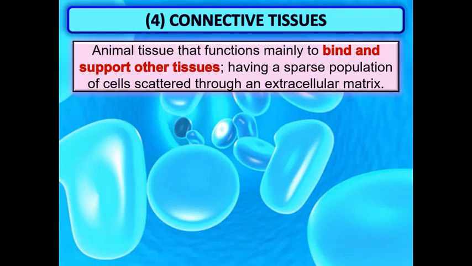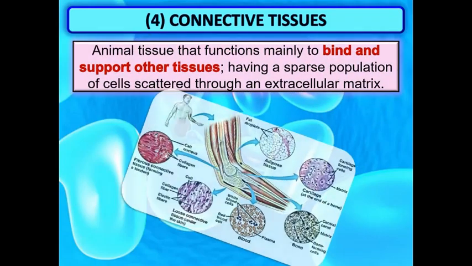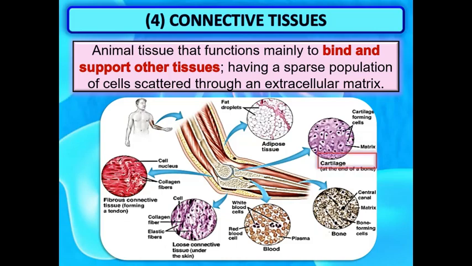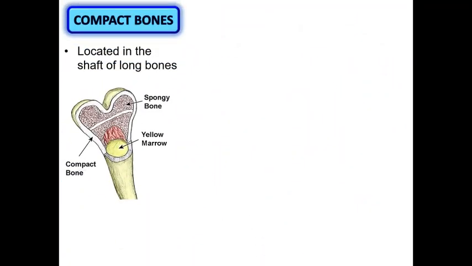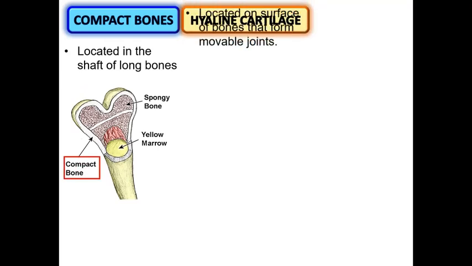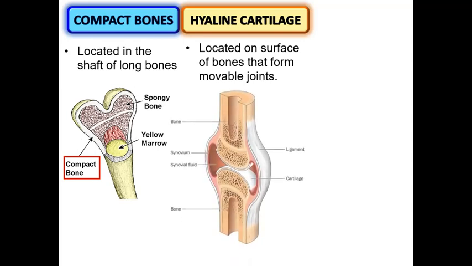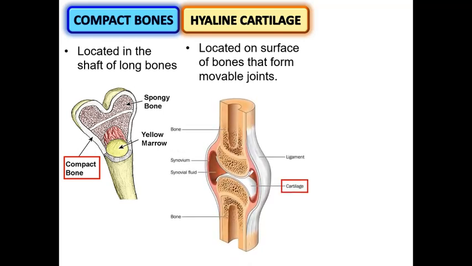Connective tissues can bind and support other tissues. There are 3 types in our syllabus: cartilage, bone, and blood. Compact bones surround the spongy bone. Hyaline cartilage provide flexible support and shock absorption.